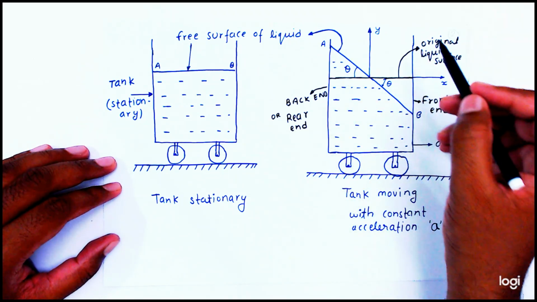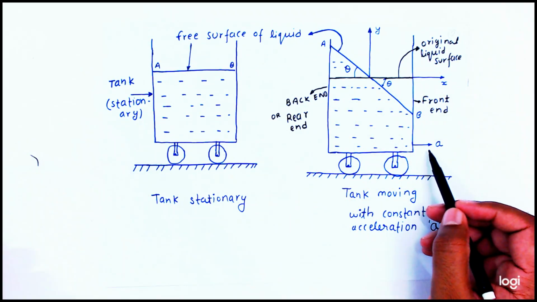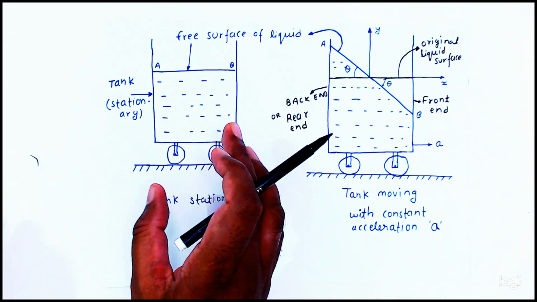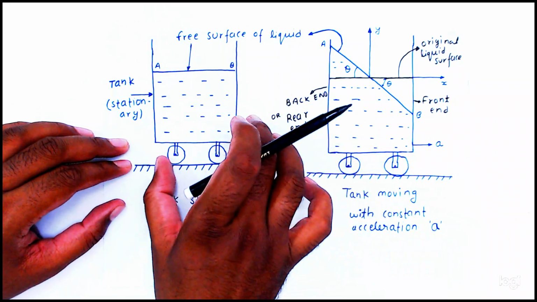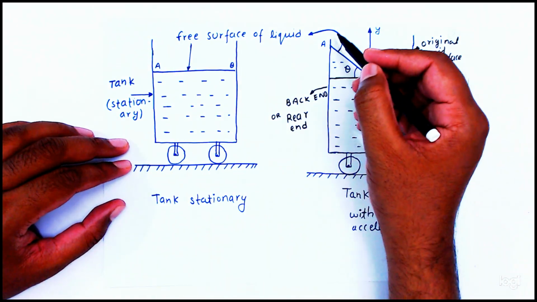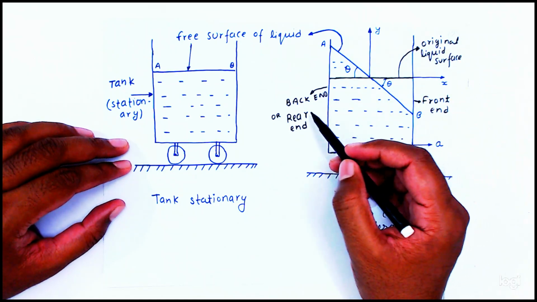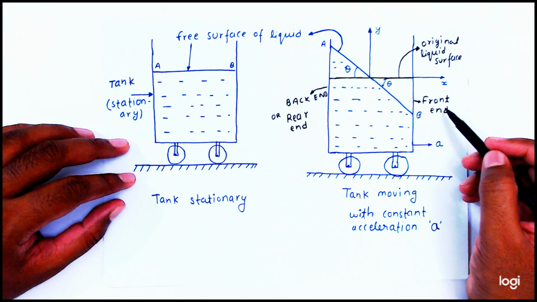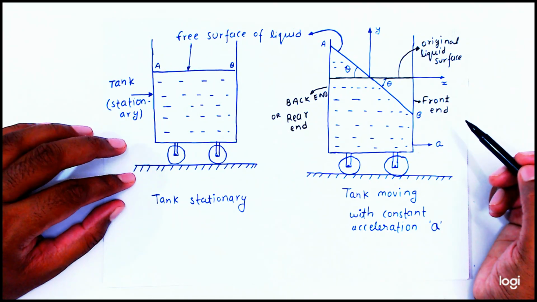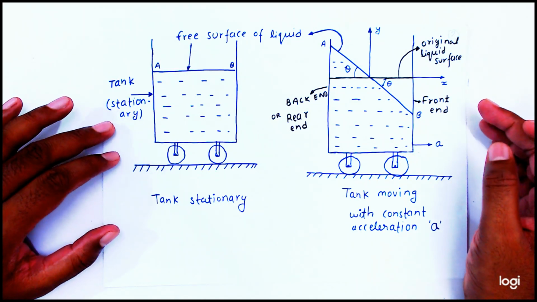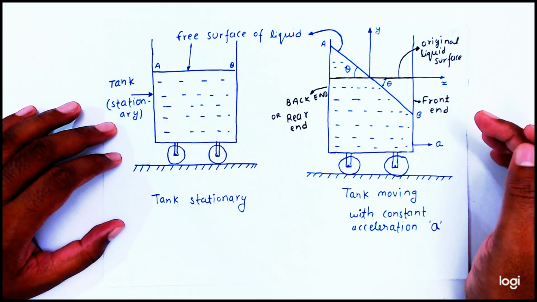Now we come to this point. Here we are providing some acceleration. So what happens? This container will move in this direction. So now it is moving in this direction. So this part or this end is the back end or rear end, and this is the front end. Getting, friends? Now friends, what happens while moving?